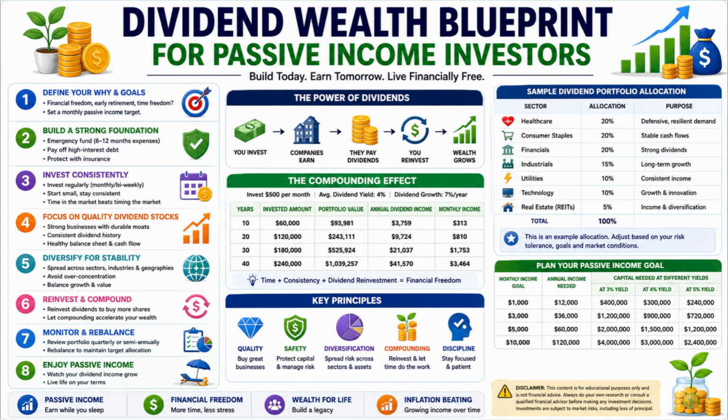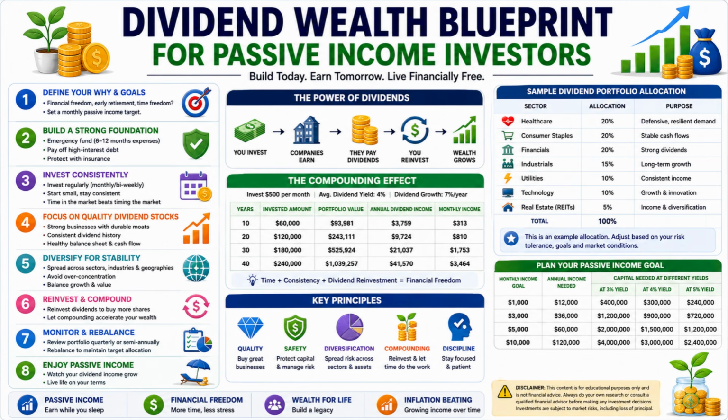yield. Similarly, if your goal is $5,000 per month, you need $60,000 per year, which may require around $1.5 million at a 4% yield. And if your goal is $10,000 per month, you need $120,000 per year, which may require around $3 million at a 4% yield.